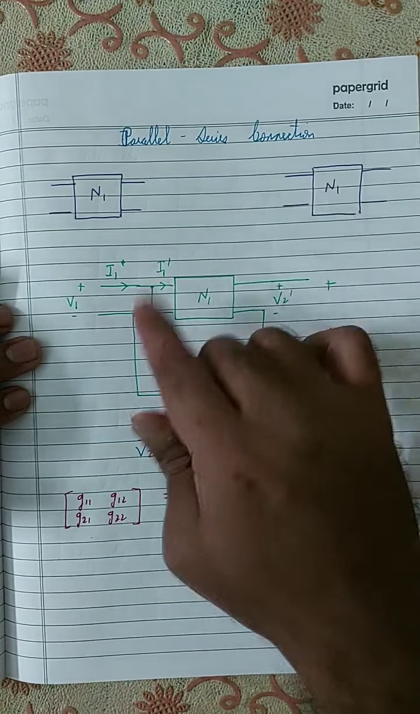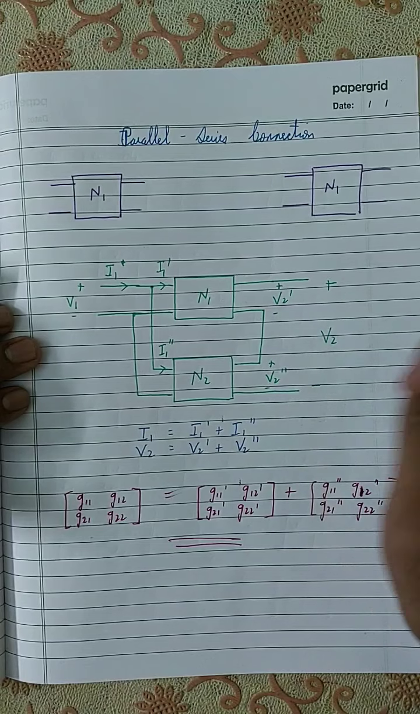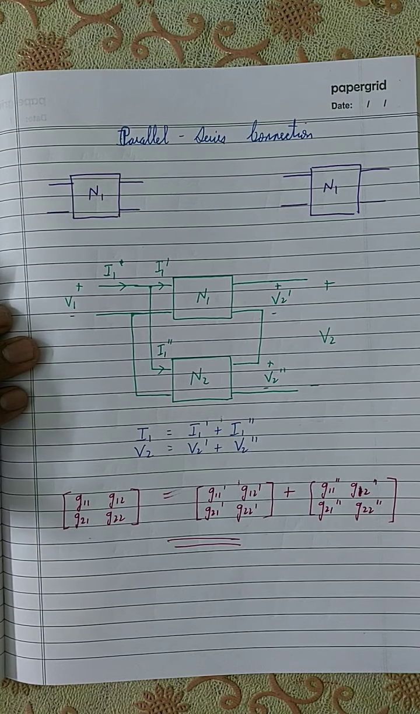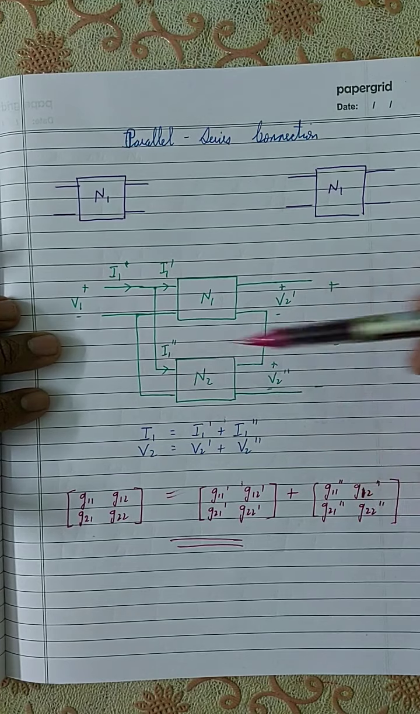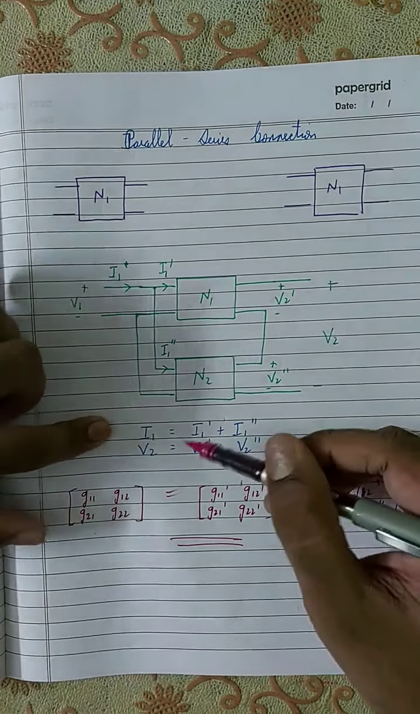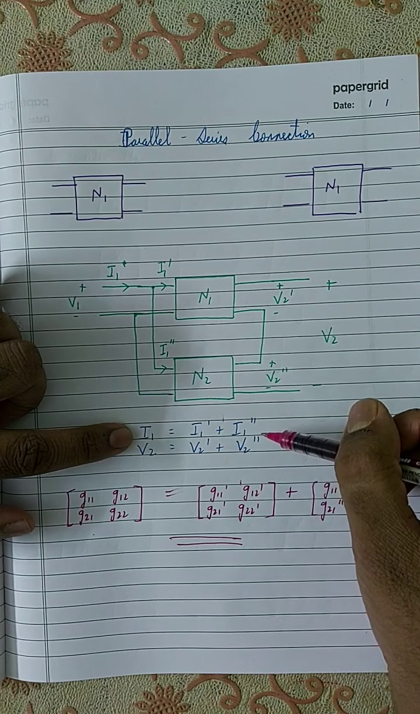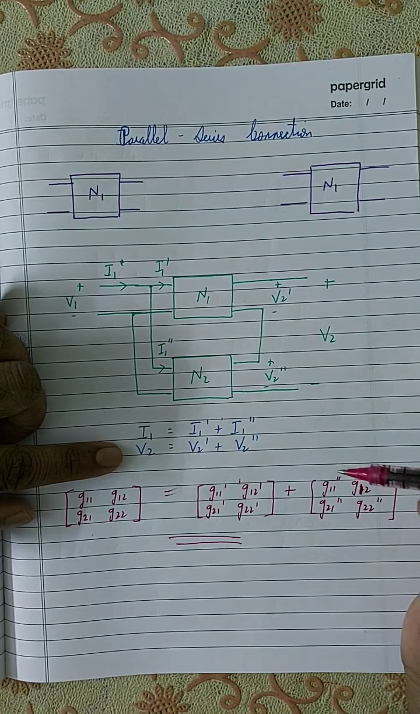Parallel series connection means at the input side the networks are connected in parallel, and at the output side the networks are connected in series. Which means that at the input side it is the current that gets divided, and at the output side it is the voltage that gets divided. Hence we get I1 is equal to I1 dash plus I1 double dash, and V2 is equal to V2 dash plus V2 double dash.